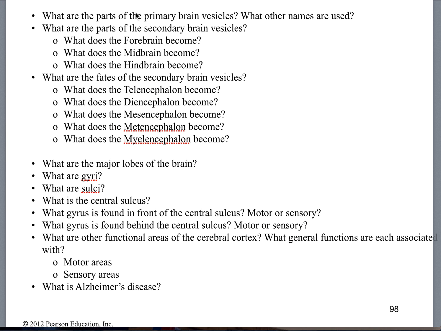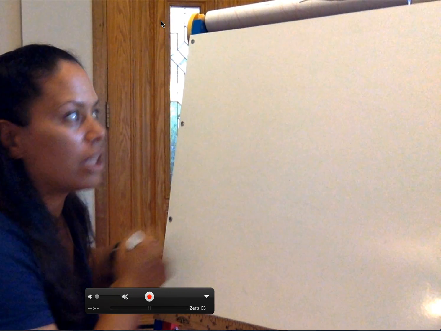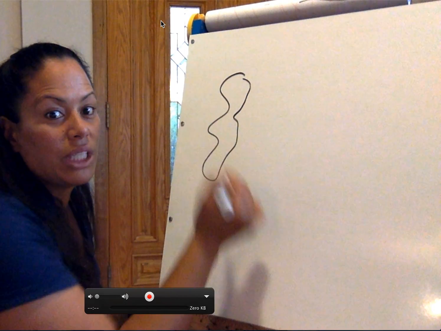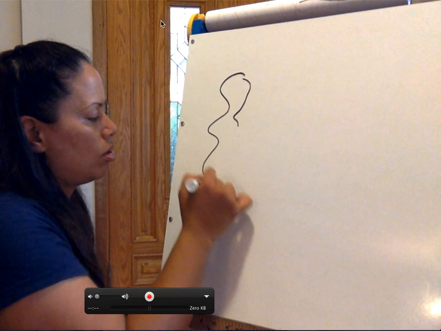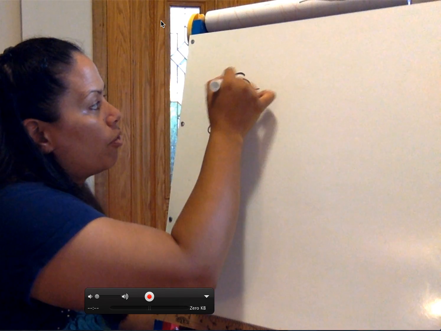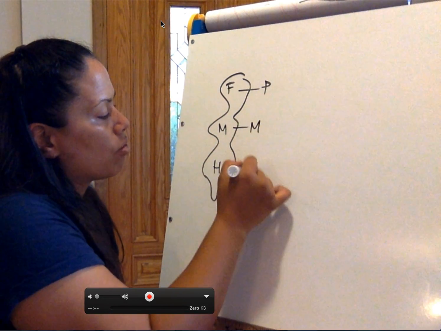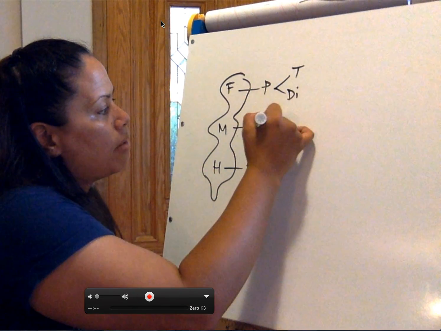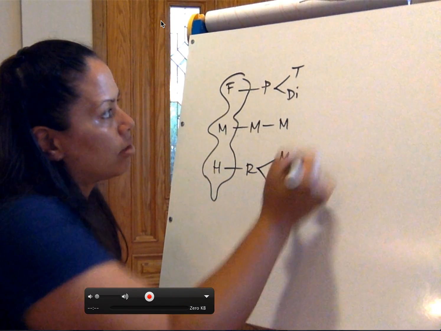And here we go. This is a review of the information that you've gotten up until this point. Let's try that again. So we had fore, mid, hind, pros, mes, rom. Pros became tel, die, mes, met, miles, right?